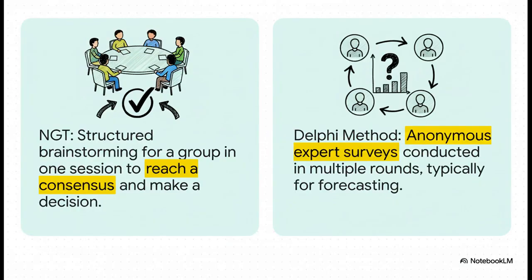And hey, quick sidebar. It's important not to confuse NGT with the Delphi method. They sound similar, but they're for different situations. You use NGT when you've got a group together, in person or virtual, that needs to make a decision right now. You use the Delphi method when you need to get forecasts from a bunch of anonymous experts who are all remote, usually over several rounds.